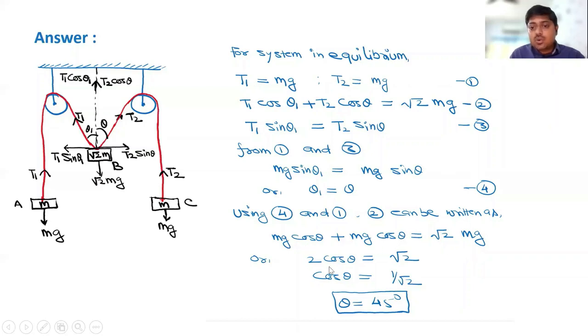So we can write 2 cos theta is equal to square root 2. Or further we can write it as cos theta is equal to 1 by square root 2, which is nothing but the value for theta of 45 degree. So our answer is, for the equilibrium state of this system, the value of theta must be 45 degree. So this is the answer. Now we move to the next problem.